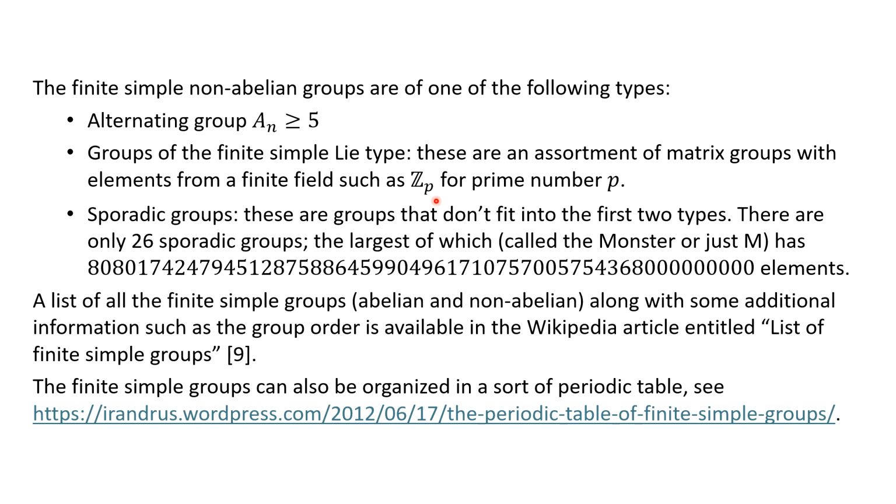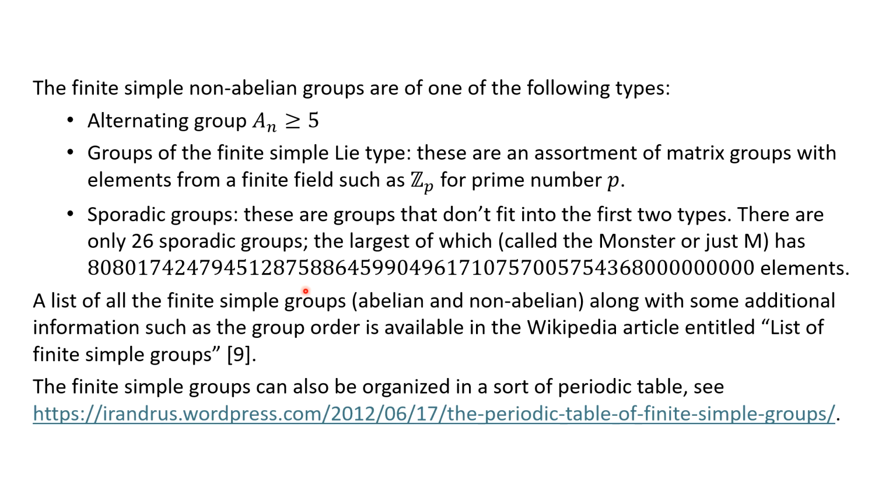There's only 26 of these, and the largest one is called the monster, or just M, and it has this enormous number of elements. I find that fascinating, that the simple groups, finite simple groups, would just stop at this huge number, at least the ones that are in this sporadic set. These, of course, go on forever, but this is just amazing that you would have such a huge number and it would be the last one out of these sporadic groups.